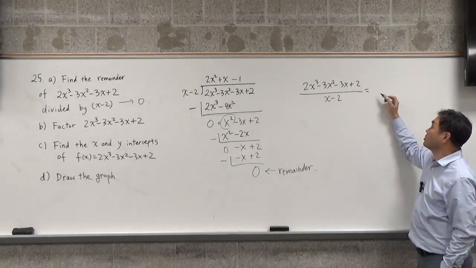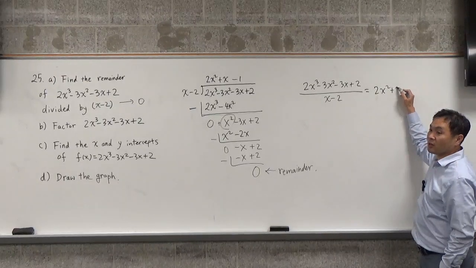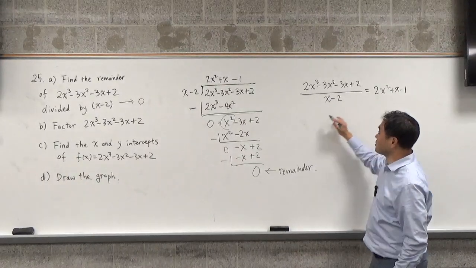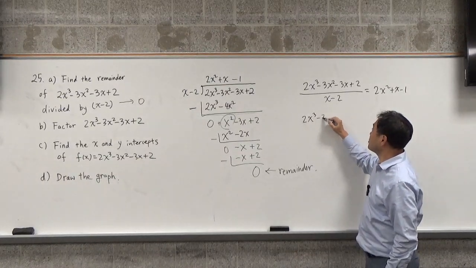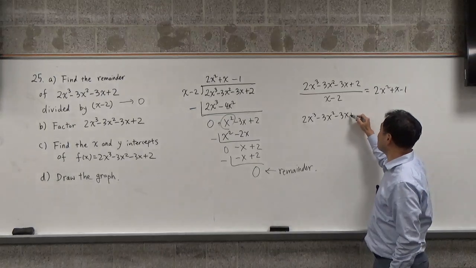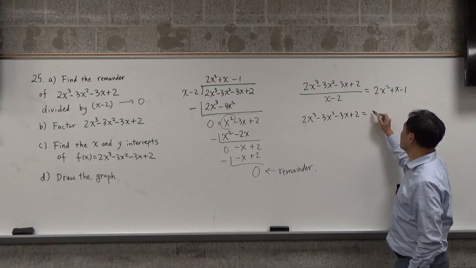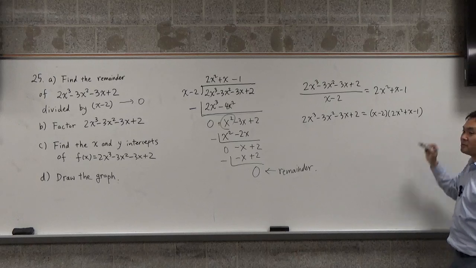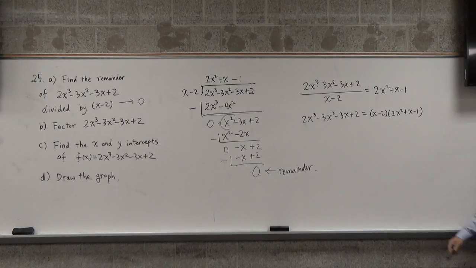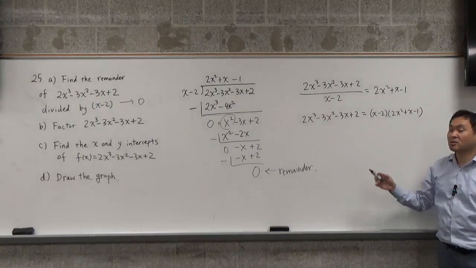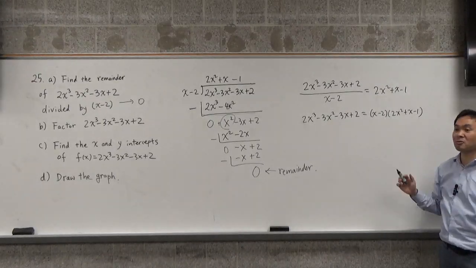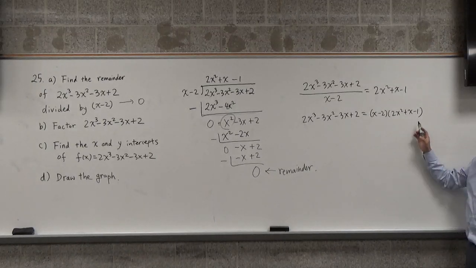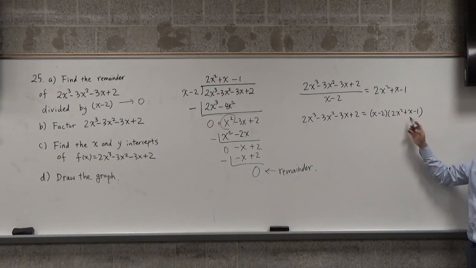2x squared plus x minus 1, right? So if you multiply the x minus 2 to the other side, you get 2x cubed minus 3x squared minus 3x plus 2 equals x minus 2 times 2x squared plus x minus 1. That's nice because this is factoring. What's factoring? You represent one thing by a product of a bunch of other things. However, you shouldn't end here because this can be further factored.